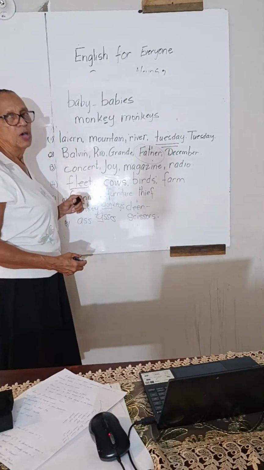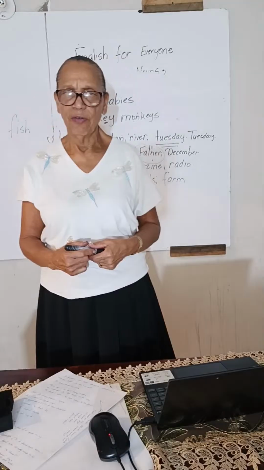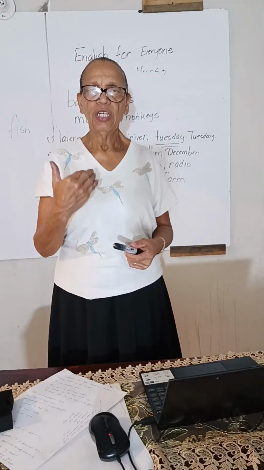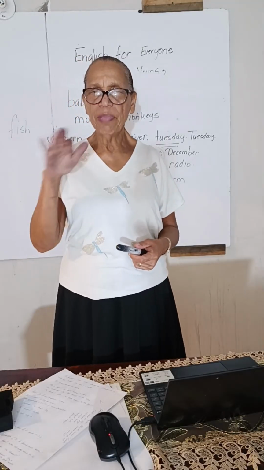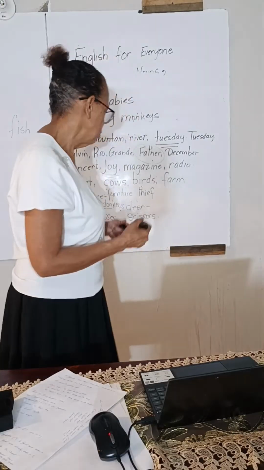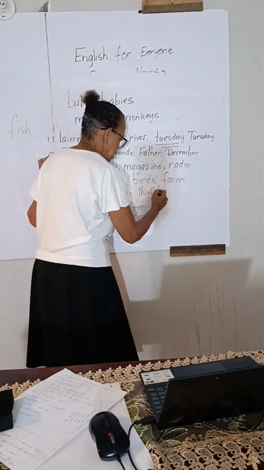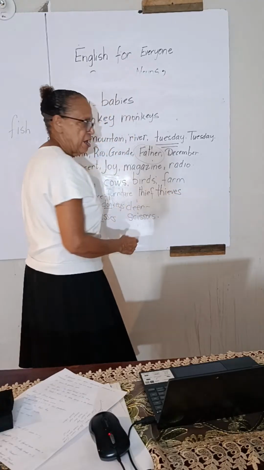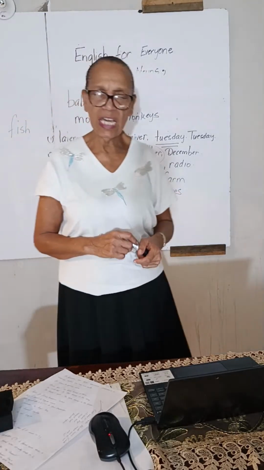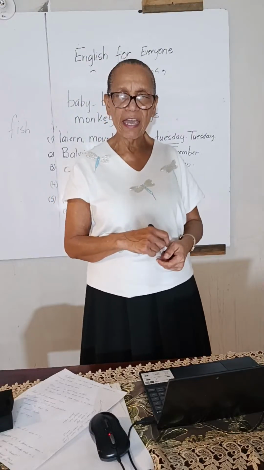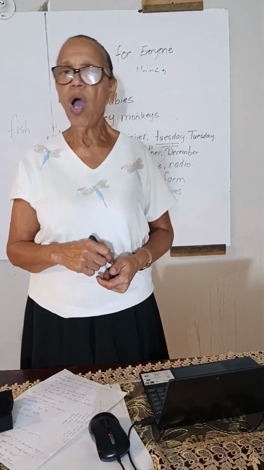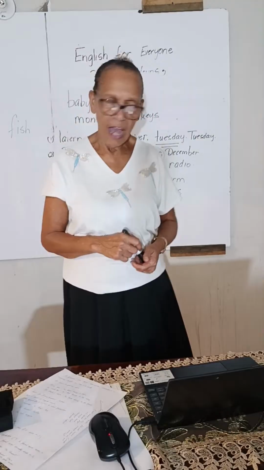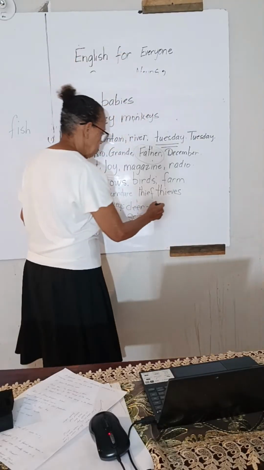Thief, when that word ends with F, change the F to V, drop the F altogether and you add ES: thieves. Deer, one deer, deer. 10 deer, deer. 1,000 deer, deer. That is one that doesn't change.